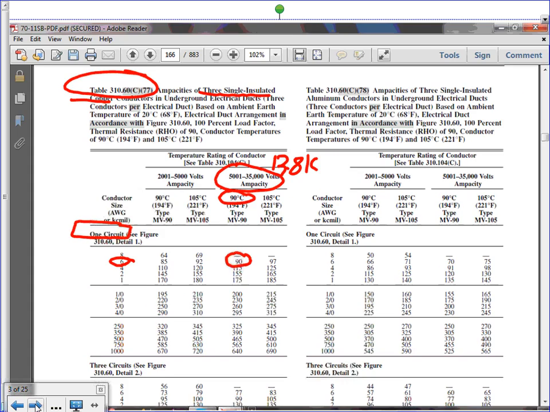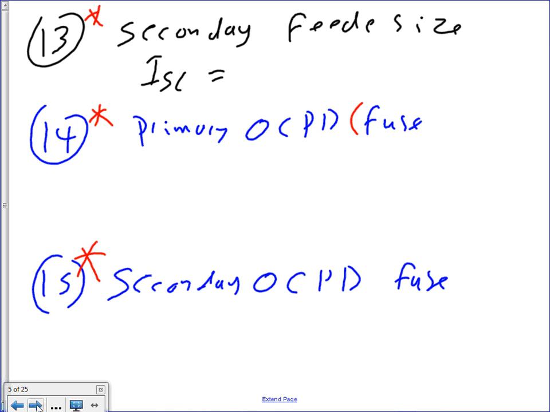So that's number 12. Let's go to number 13. Number 13 is secondary conductors. Secondary conductors, we size based on 271 amps. You always size based on the line current. Always. Not the coil current. So 271 is my conductor size, number 13.